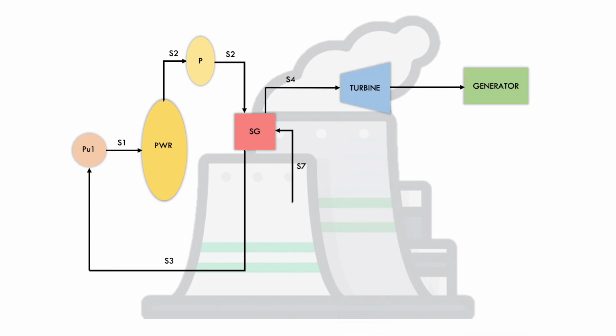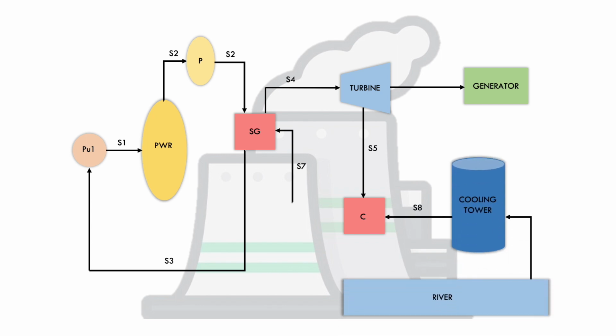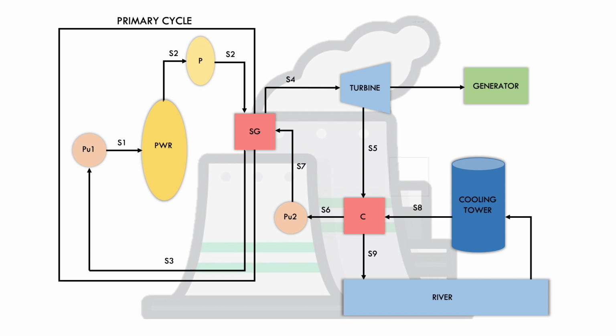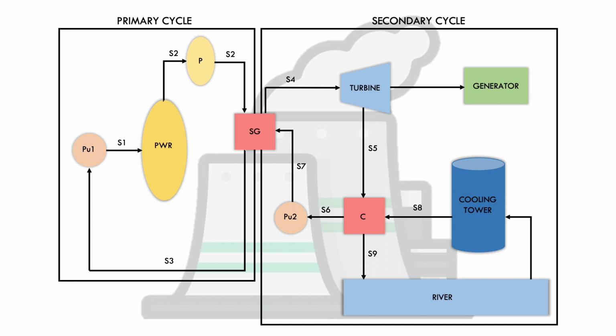The kinetic energy from the rotation of the turbine will be converted into electrical energy by the generator. From the turbine, we also have stream 5, which will then flow into the condenser. We have set a river as our reservoir, so water from the river will flow into the condenser through stream 8. From the condenser, we have stream 6, which will be pumped back into the steam generator, and we also have stream 9, which will then flow into the river. This will be our primary cycle, and this will be our secondary cycle.